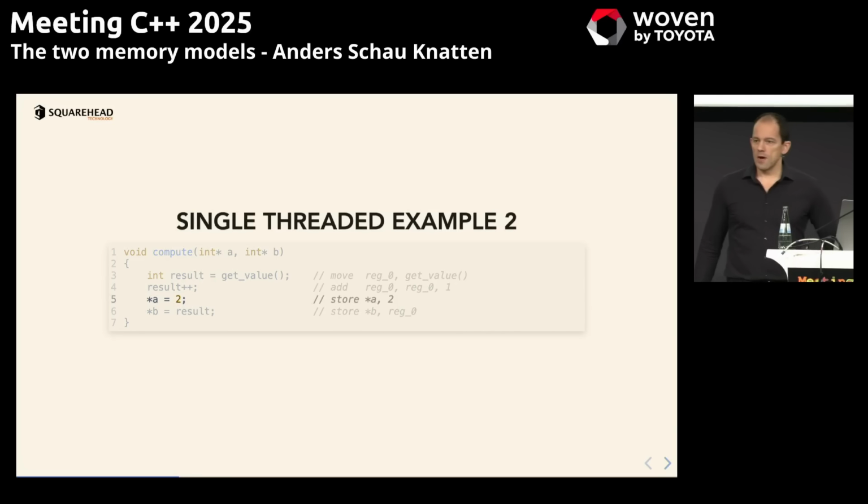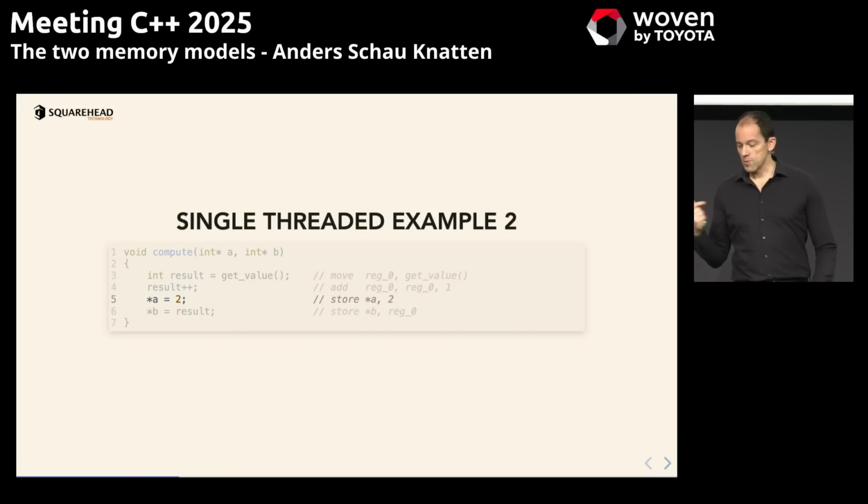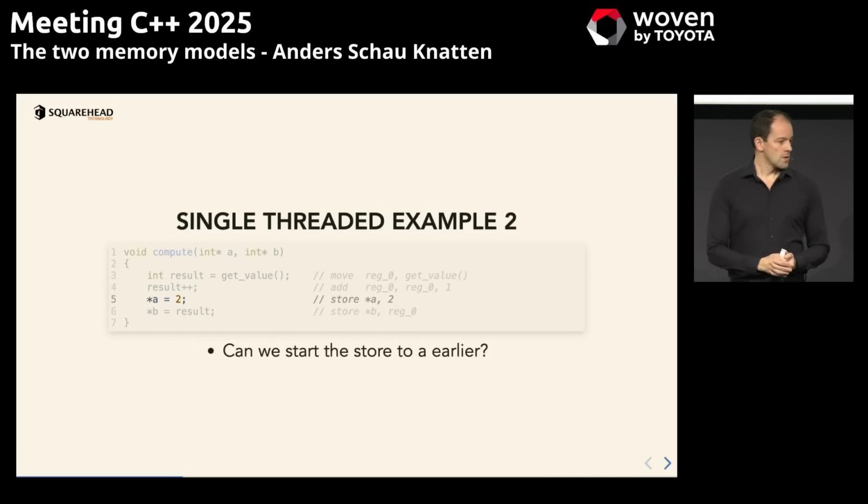And then as a compiler, I notice this line. I want to store a constant. It's actually a constant expression I know at compile time that I'm going to store to A. And stores also take time, right? They have to go to memory. So then I figure maybe I can start the store a little bit earlier. Can we start storing A before we increment the result?